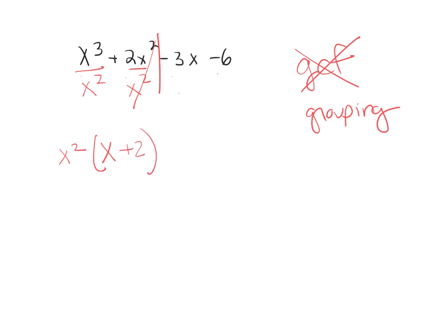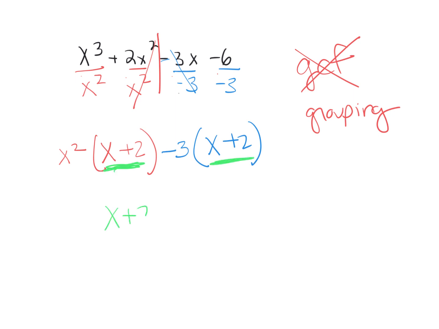When I go to look at my other group over here, I see that this is a minus sign, so I immediately know my GCF is going to be negative. And when I look at 3 and 6, my GCF is going to be a 3. So negative 3 coming out of both of those is going to leave me with an x and a plus 2. So remember, if I've done this correctly, this and this should match, and that becomes one of my factors.